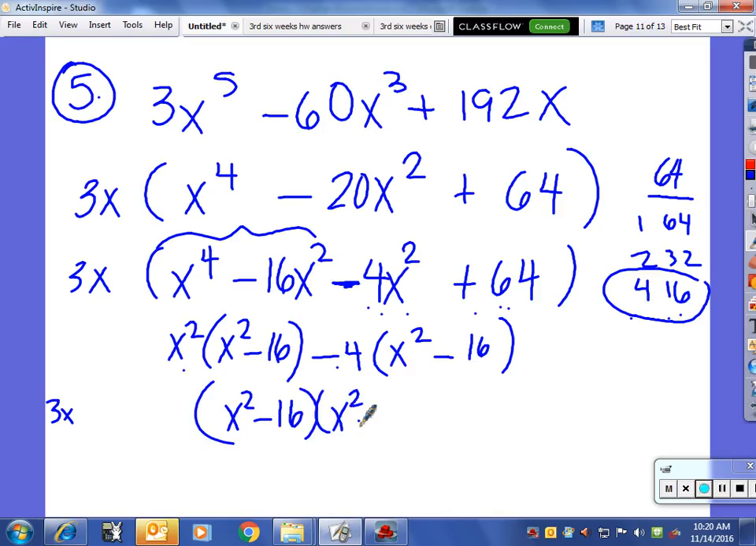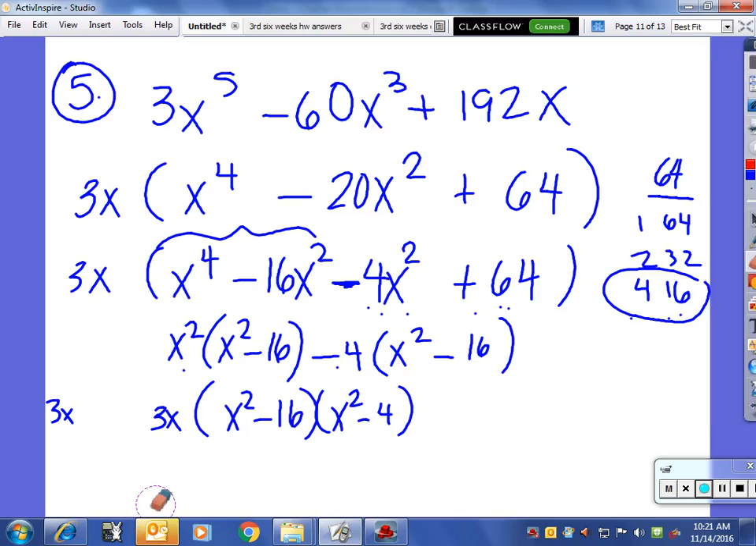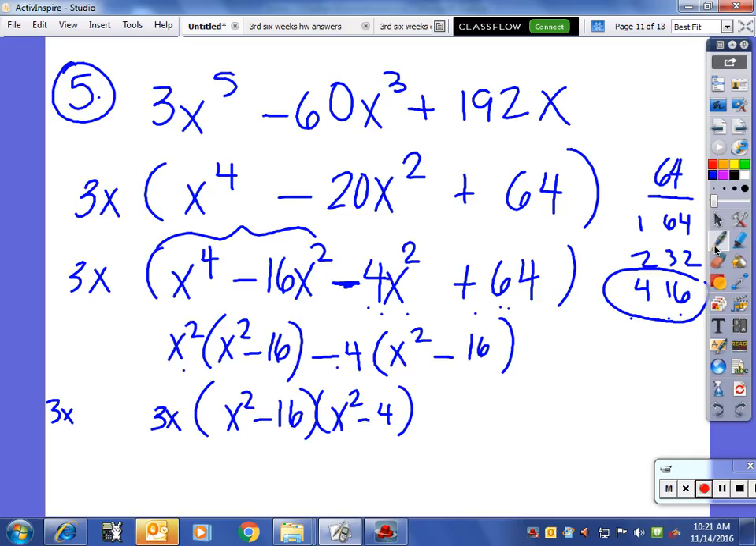x squared minus 4. Now, there is still a 3x out in front. That's true. Still not done. I have broken it down into 3 factors, but not 5 factors. Here's 1, here's 2, here's 3. And a clue that I'm not done with the parentheses is they still have exponents. They still have x squared. But the nice thing is that each one of those parentheses is a real easy special case called what? The difference of two squares.